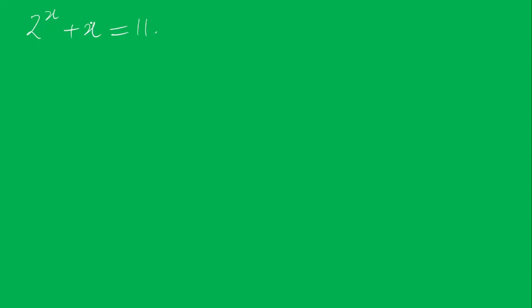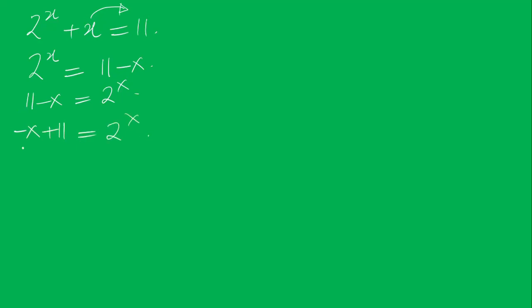Moving plus x to the other side, you have 2 to the power x is equal to 11 minus x. I can rearrange this to mean 11 minus x is equal to 2 to the power x. There is an imaginary plus here, so I can bring x forward and say minus x plus 11 is equal to 2 to the power x. It's just the same thing.